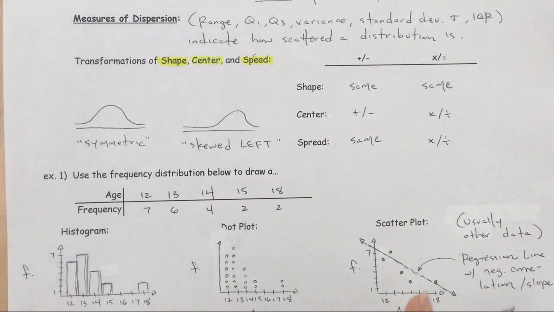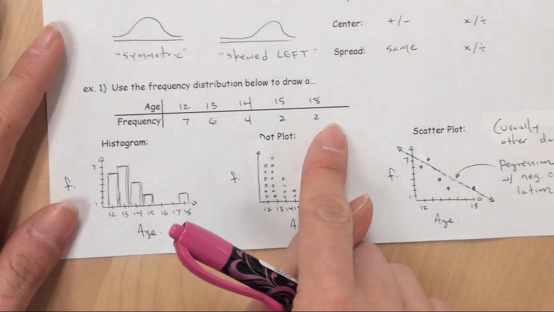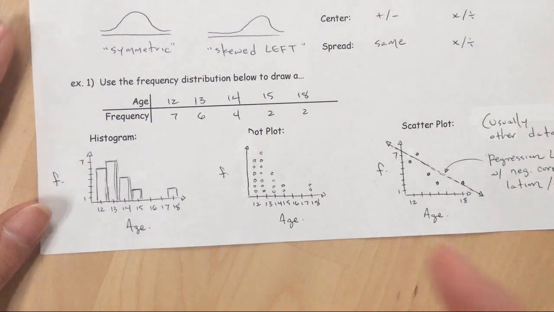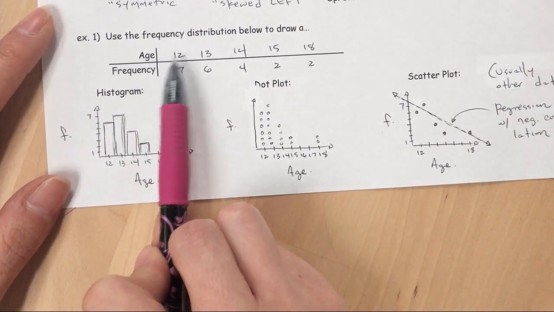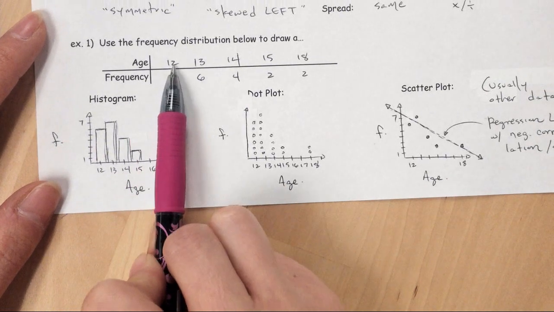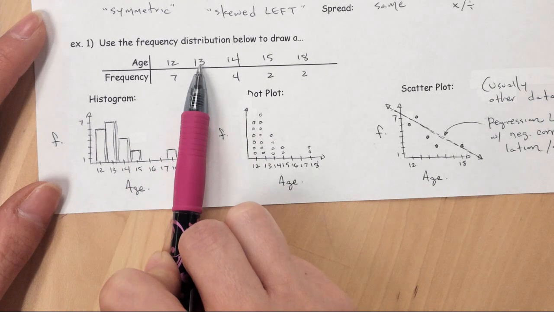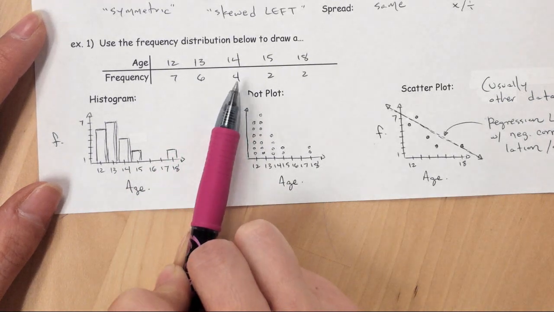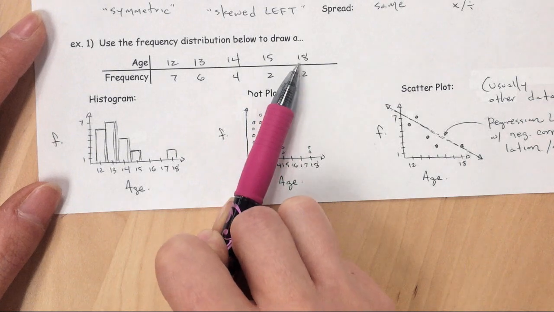Okay, so using this frequency distribution right here to draw certain things. A histogram might look like this. So if you're age 12, how many people are age 12? That's what frequency means, right? How many people are 13? How many people in the classroom are 14? How many are 15? And then how many are 18?